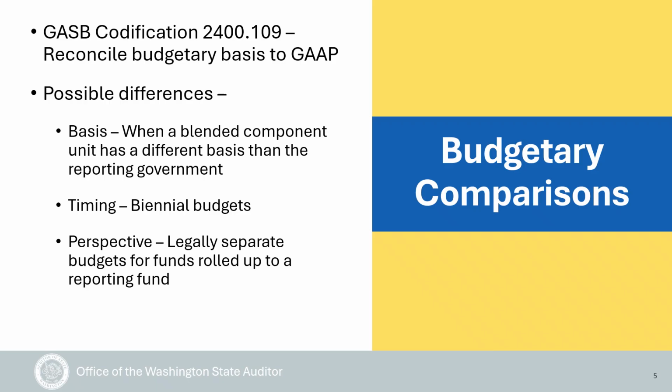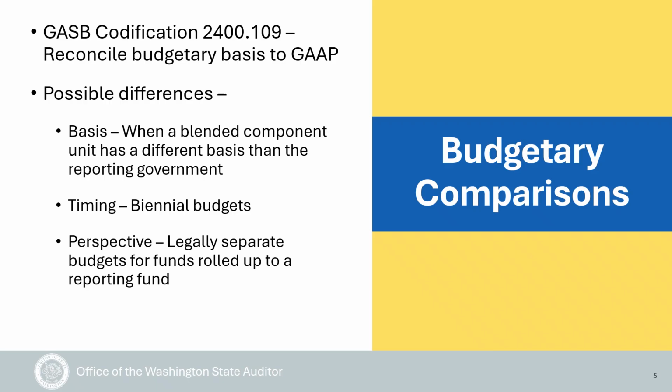The three most common times we see non-GAAP budgetary reporting has to do with what GASB labels basis, timing, and perspective. Let's go into each one in a little more detail. A good example of differences of basis is when a component unit has a different basis of accounting than the reporting government. Here in Washington, that could be when you, as a GAAP basis government, have a component unit that reports as cash basis. Or if you are a calendar year-end government, but your component unit has a June 30th fiscal year end. In both cases, a reconciliation would need to be completed so that the component unit is reporting on the same basis as the primary government.